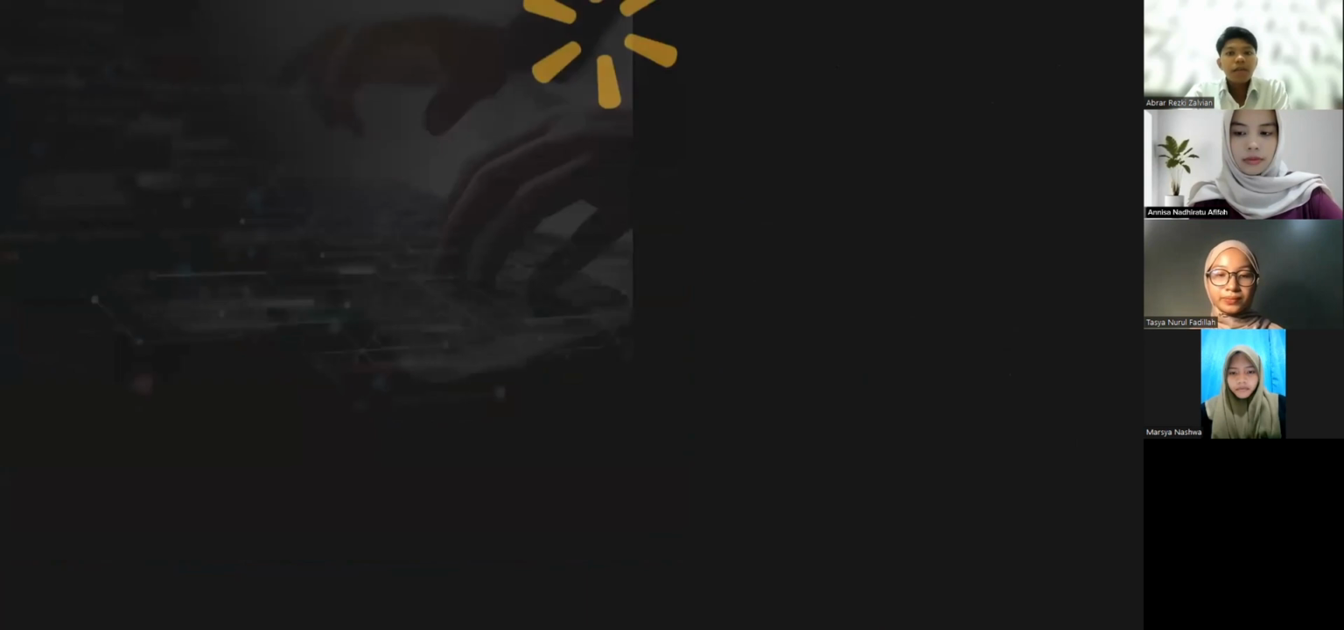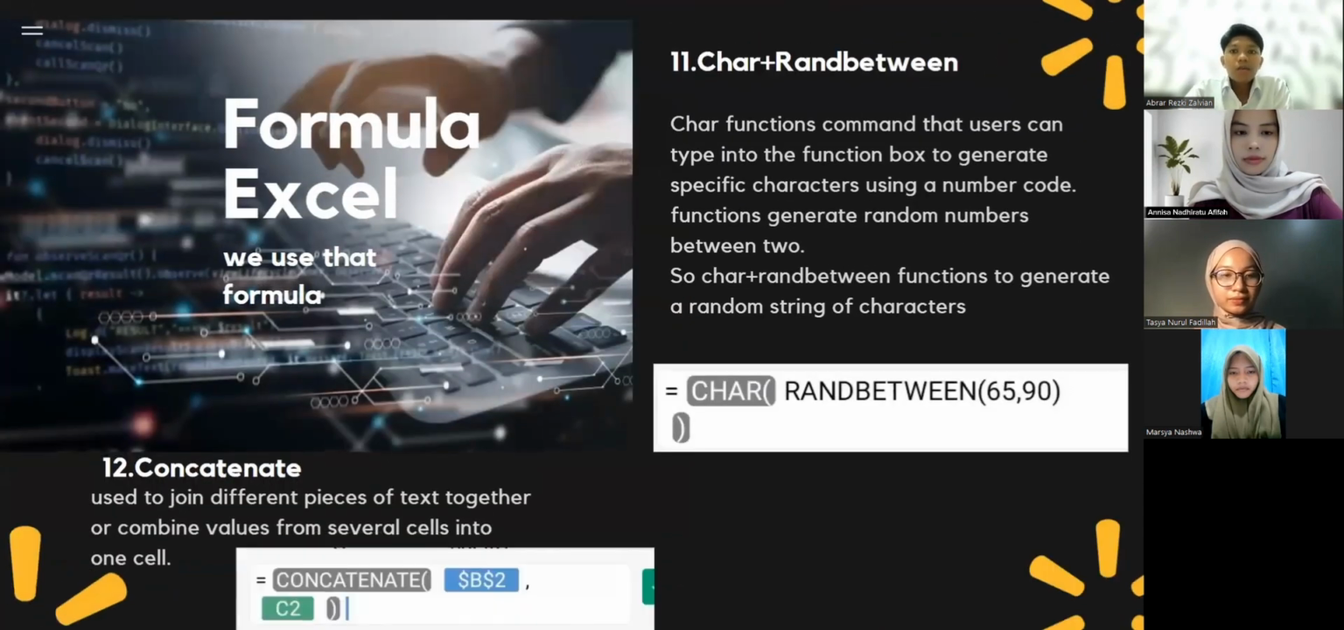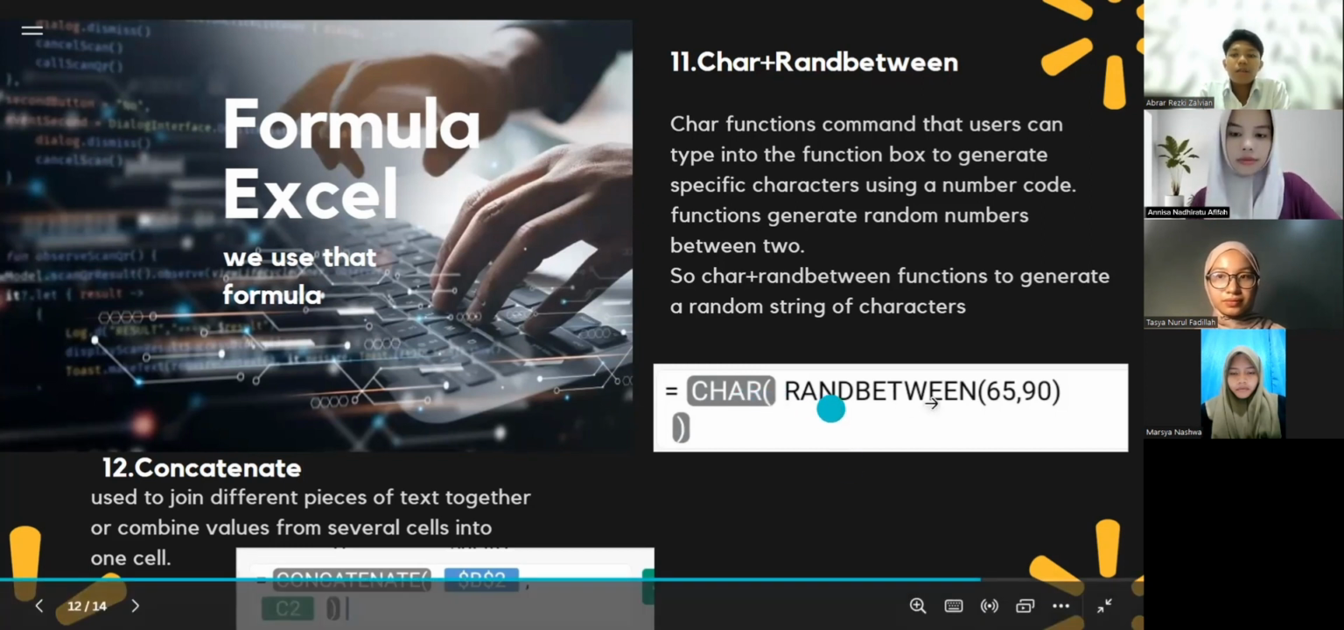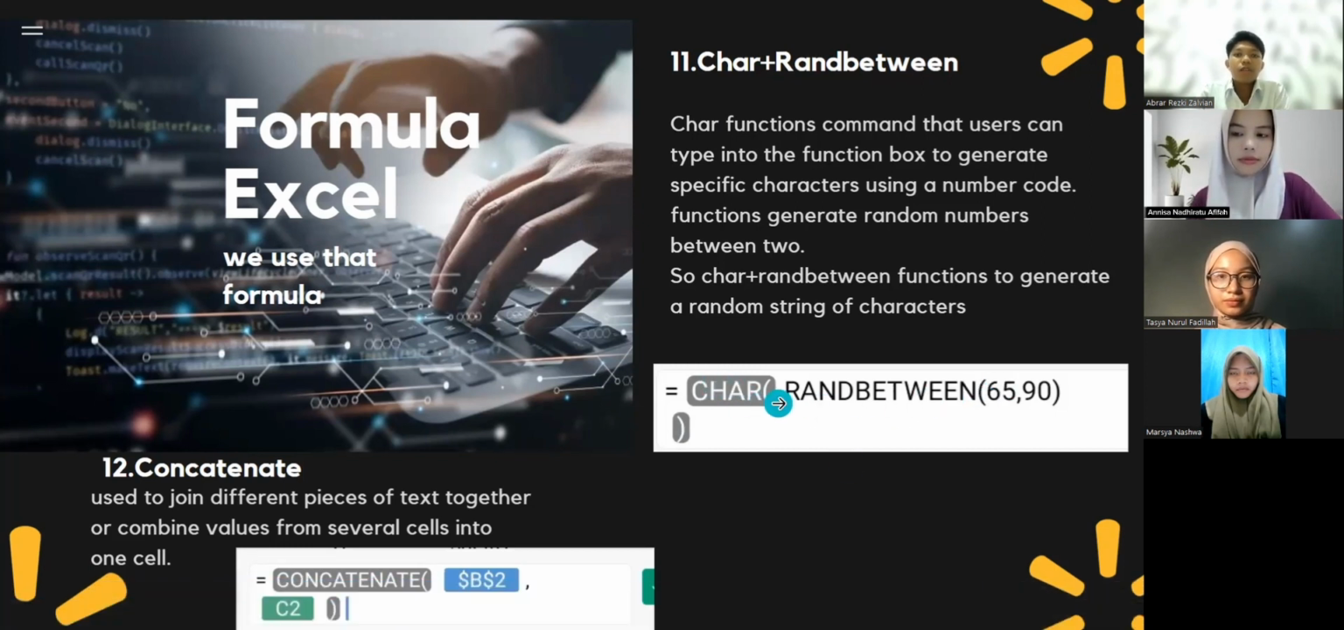Okay, next, 11. CHAR plus RANDBETWEEN function. The CHAR function is a command that users can type into the function box to generate specific characters using a number code. The RANDBETWEEN function generates random numbers between two values. So CHAR plus RANDBETWEEN functions generate a random string of characters. This is an example of the formula CHAR plus RANDBETWEEN function.